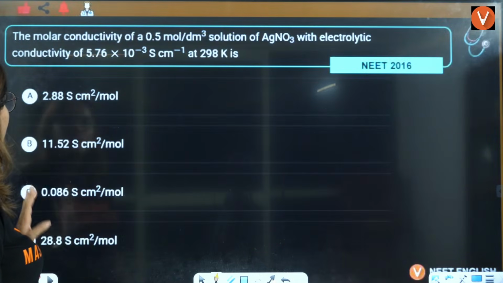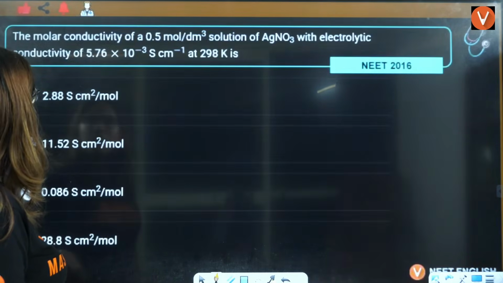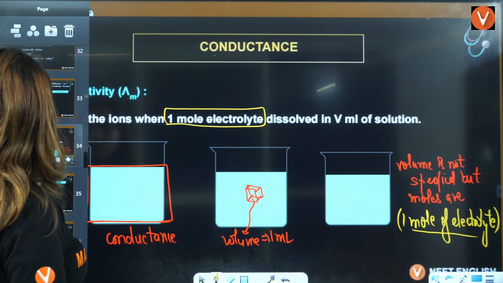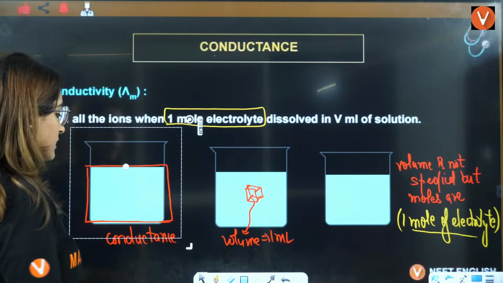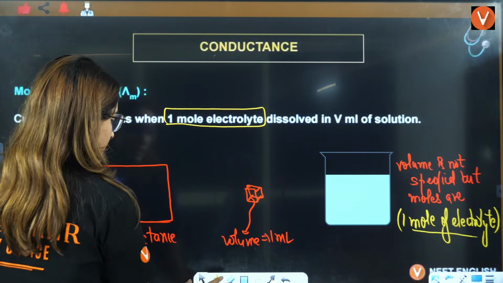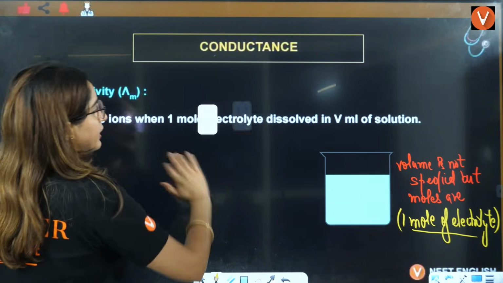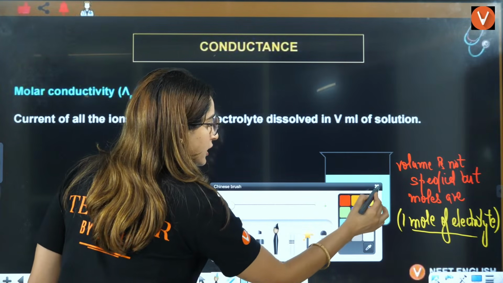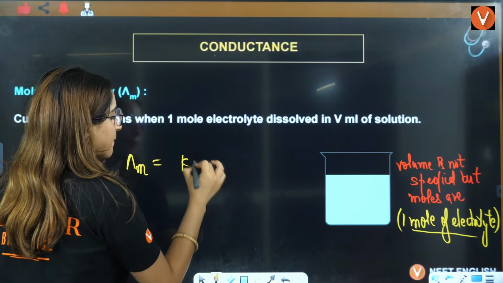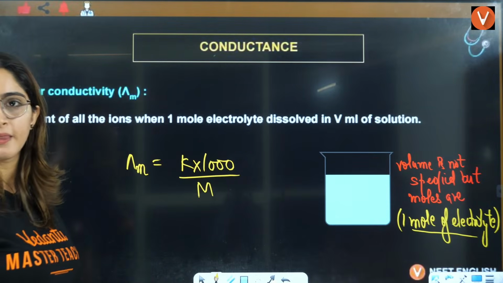So, let's talk about this thing, what is molar conductivity and what is the formula, right? Yes, let me just write down the formula of molar conductivity here. So, if I erase this here, then we can write the formula of molar conductivity. Molar conductivity is defined as kappa into 1000 divided by molarity, right?